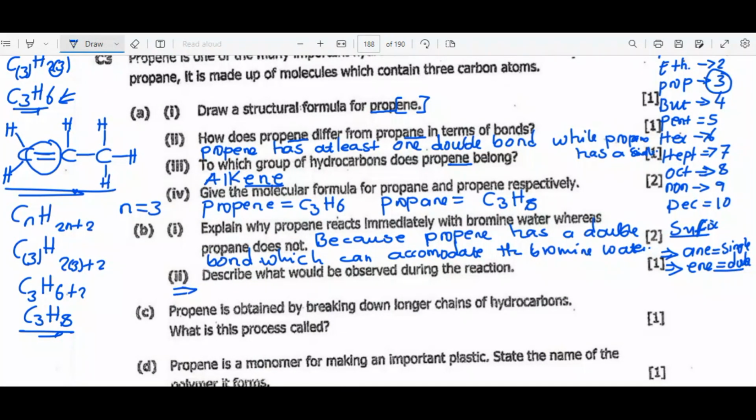We know that the bromine water depends with the textbook that we are using. In some books they say reddish or brownish. But the point is, we are going to observe a decolorization. So the solution will form a colorless solution. So we'll say we would observe a colorless solution.